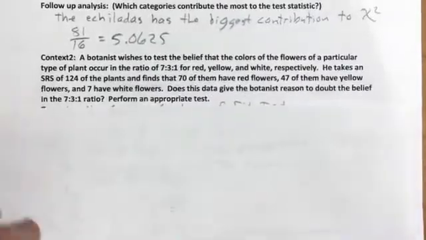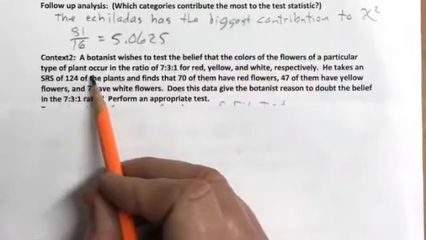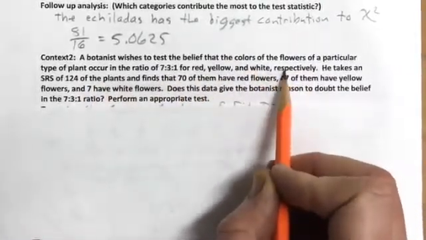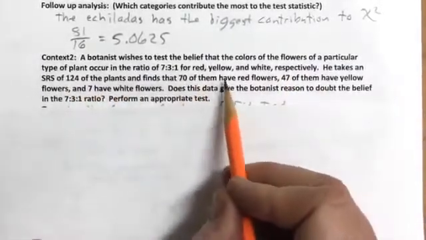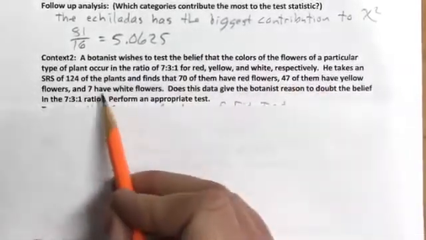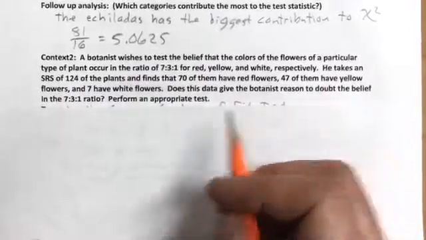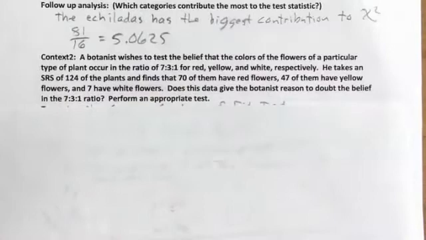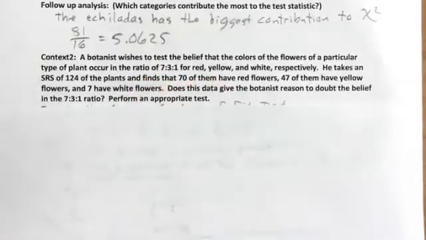This one says a botanist wishes to test the belief that the colors of the flowers of a particular type of plant occur in the ratio 7:3 for red, yellow, and white respectively. He takes a simple random sample of 124 of the plants and finds that 70 of them have red flowers, 47 have yellow flowers, and 7 have white flowers. Does this data give the botanist reason to doubt the belief in the 7:3 ratio? Perform a test. The tricky thing is they don't give you the percents like in the other problem. They give you this ratio. And you also need to perform a test.